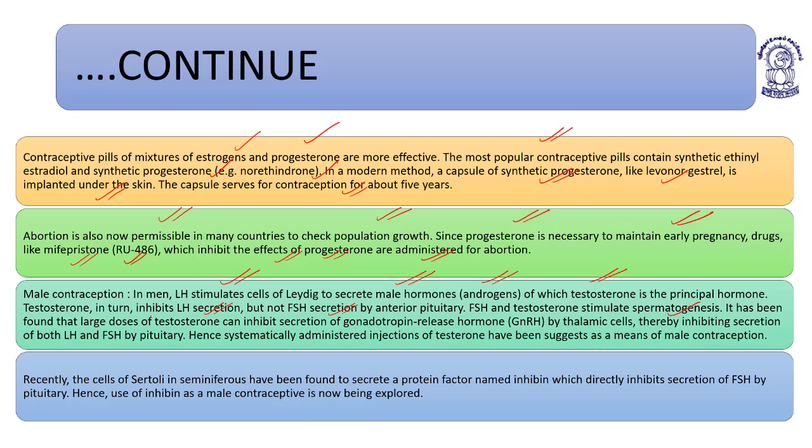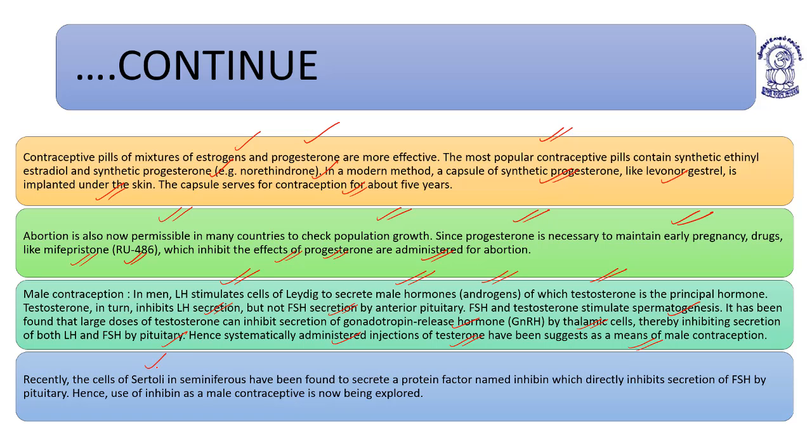It has been found that large doses of testosterone can inhibit the secretion of GnRH by hypothalamic cells, thereby inhibiting secretion of both LH and FSH by the pituitary. Hence, systematically administered injections of testosterone have been suggested as a means of male contraception. It also shows a negative feedback depending upon the optimal concentration of testosterone in the blood.